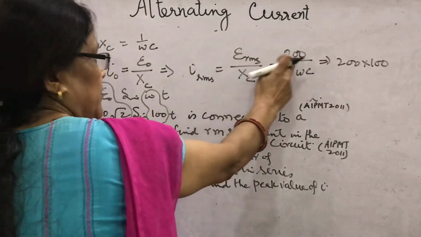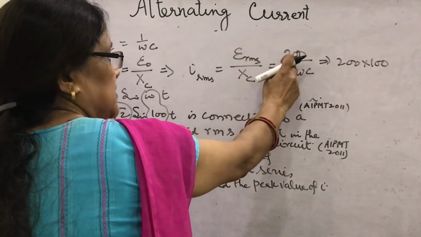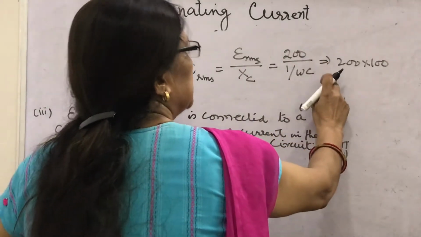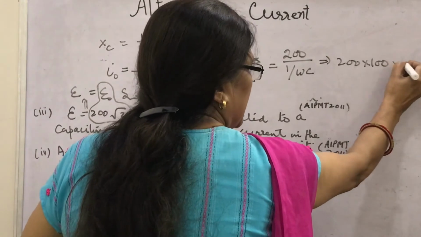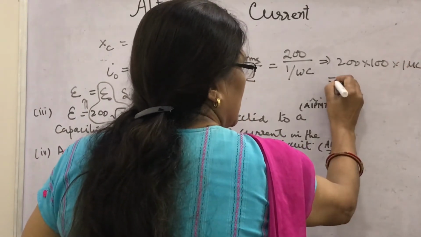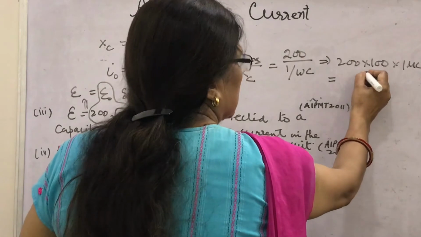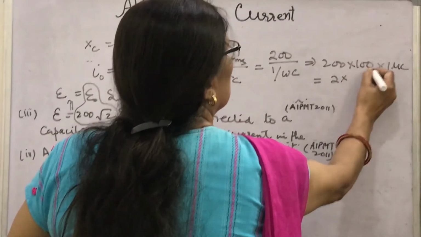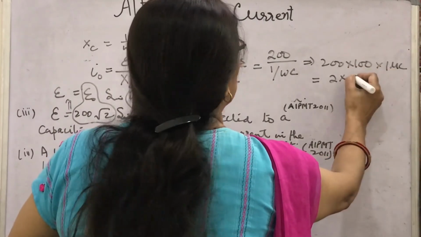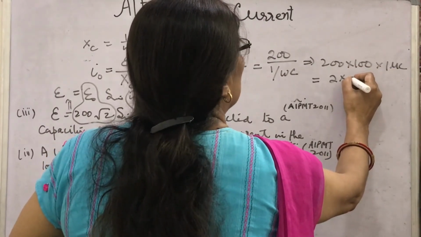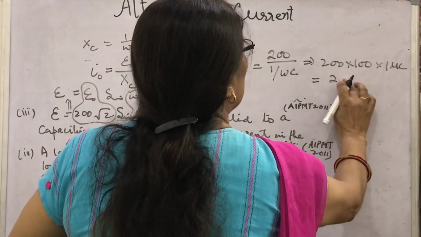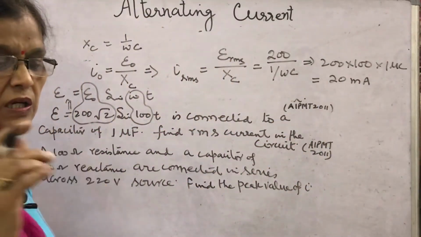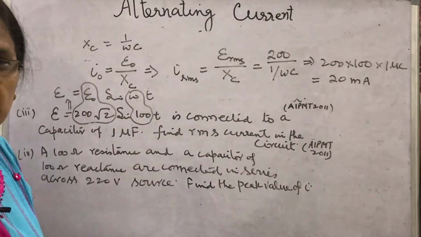So ERMS we have written 200 because ERMS is E naught by root 2, and here XC is 1 upon omega C. Omega C will go in the numerator. This is 1 microfarad. What will you get here? This 2 into 10 to the power 4, this is minus 6, so this will be 20 milliampere. Yes. So in this way you will find the current in the circuit.